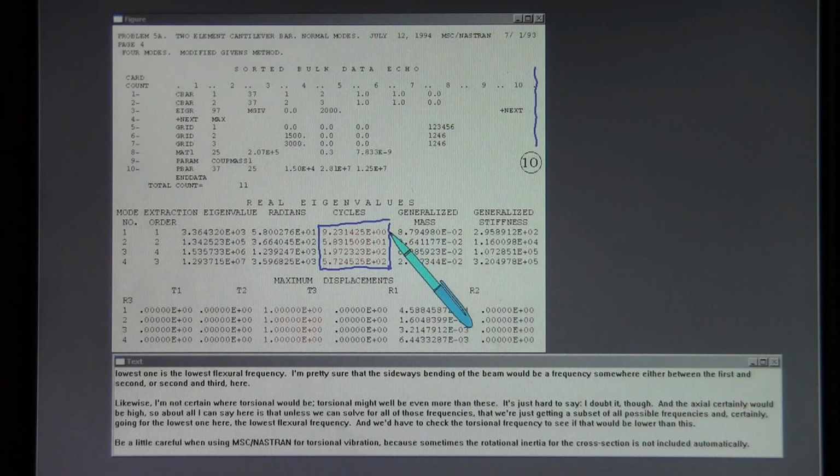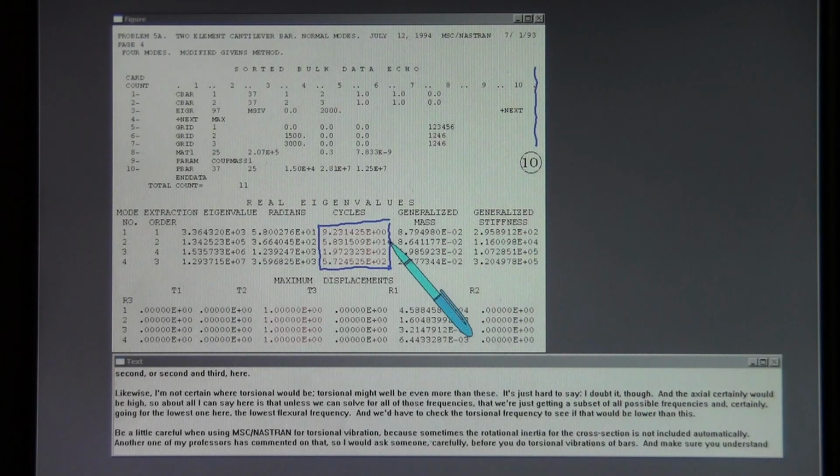I'm pretty sure the sideways bending of the beam would be a frequency somewhere either in between the first and second or second and third here. Likewise, I'm not certain where torsional would be. Torsional might well be even lower than these. It's just hard to say. I doubt it though. And axial certainly would be high.